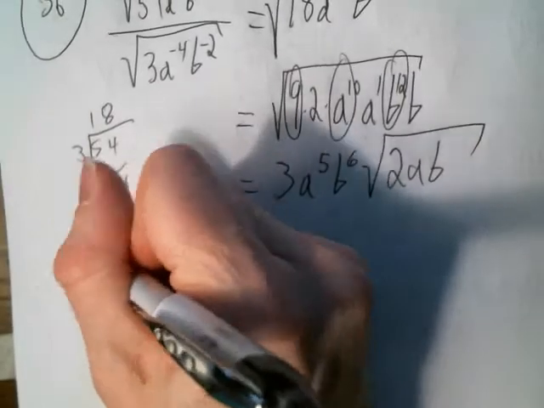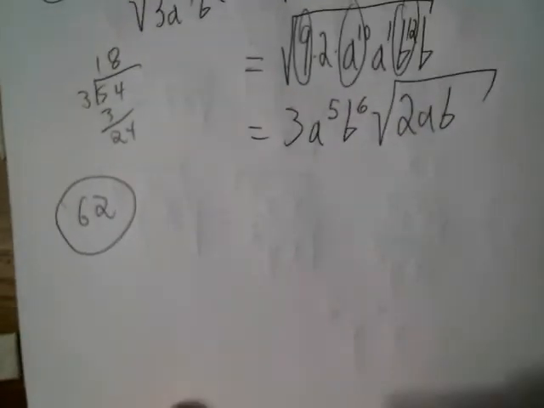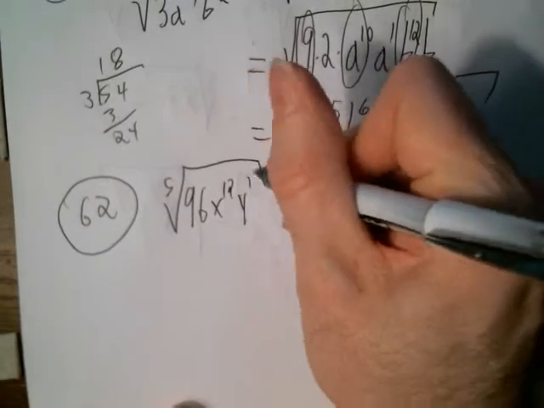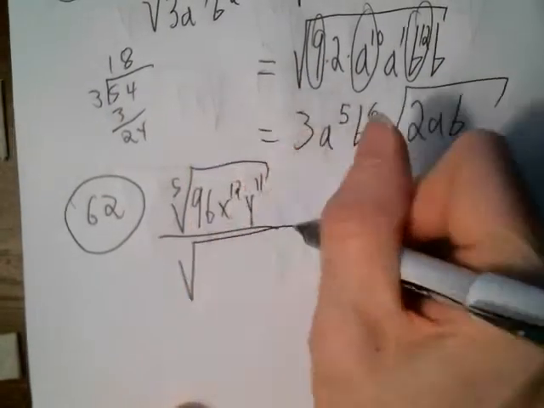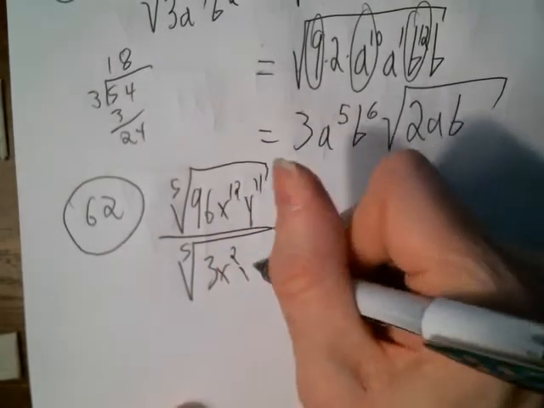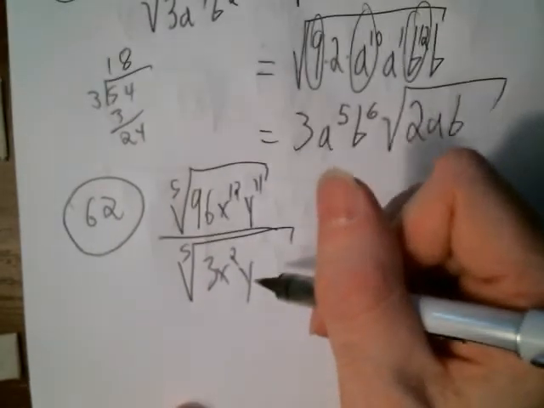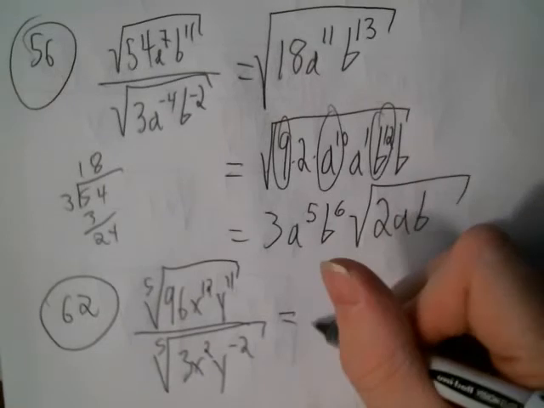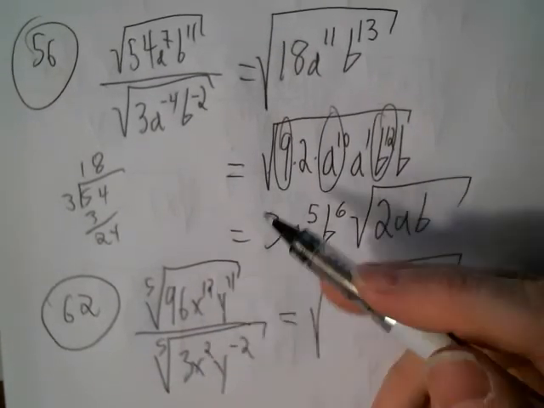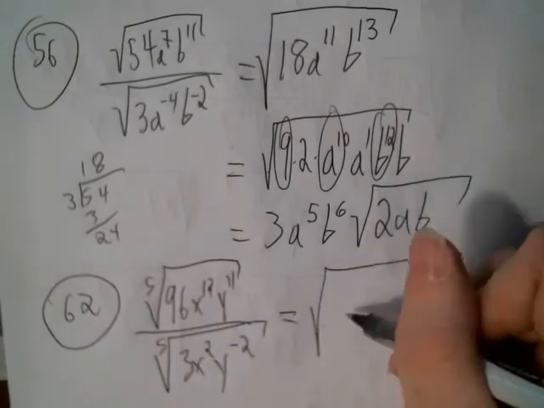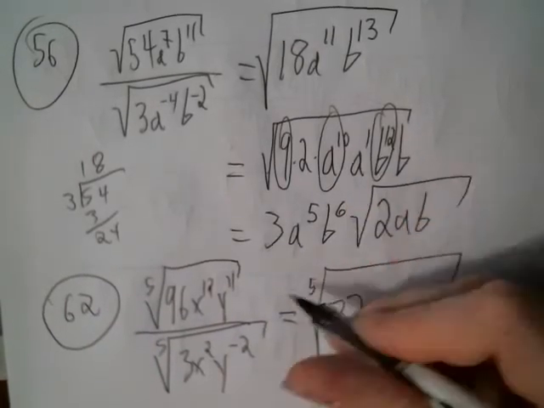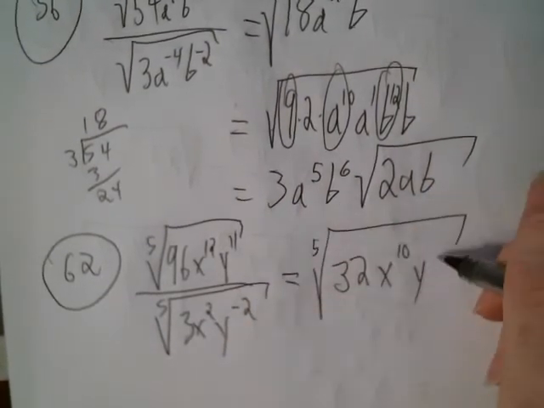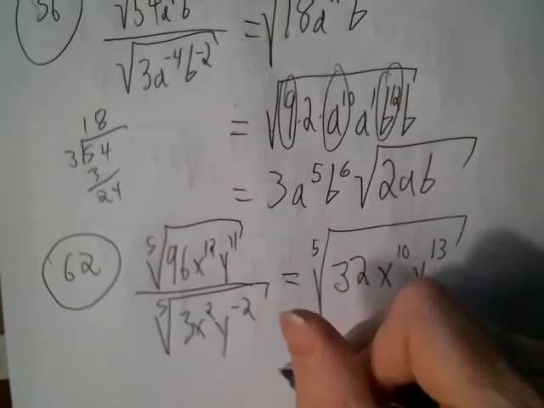One more. So we have the 5th root of 96 x to the 12th, y to the 11th, all over the 5th root of 3x squared, y to the negative 2. Okay, so again, we just simplify. 96 divided by 3 is 32, I believe. x to the 12th over x squared, so subtract exponents, x to the 10. Subtract exponents again. 11 minus negative 2 is y to the 13th.